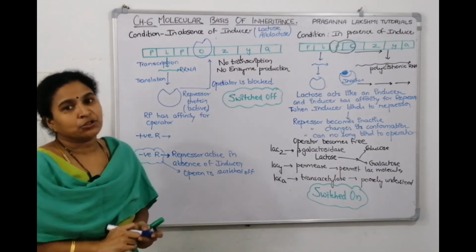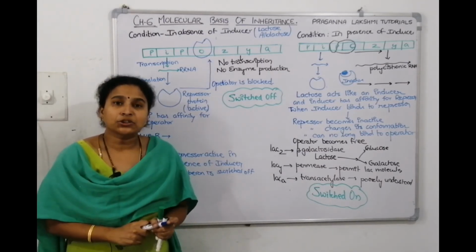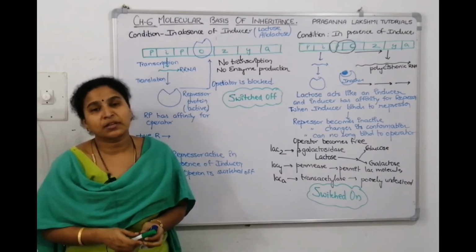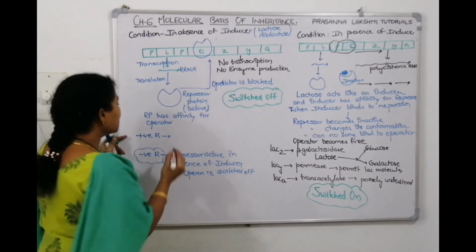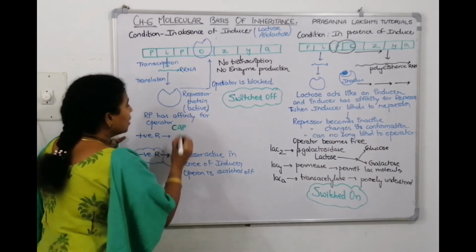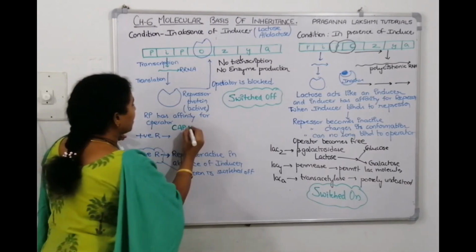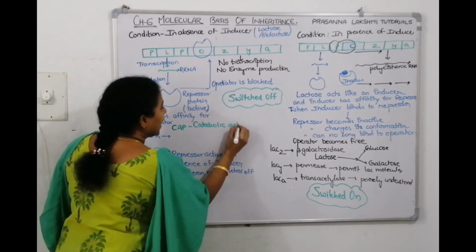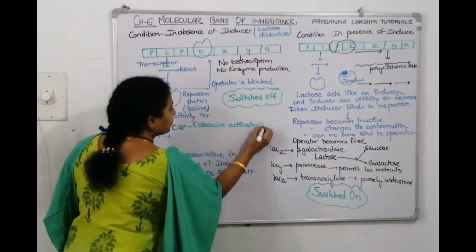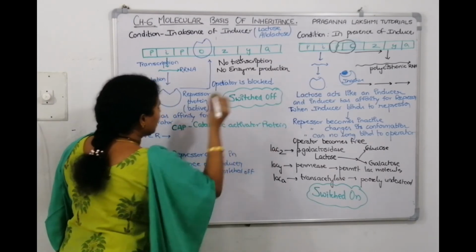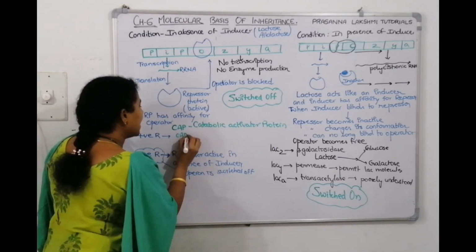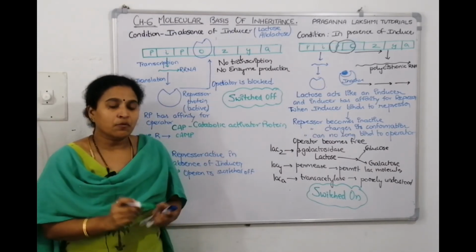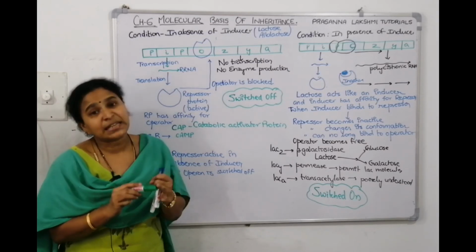Now what is positive regulation? In NCERT they tell that positive regulation is beyond the scope of the textbook, but then we can tell that there is a protein called CAP protein, Catabolite Activator Protein. CAP protein gets activated by cyclic AMP. So when cyclic AMP is there, it activates CAP.